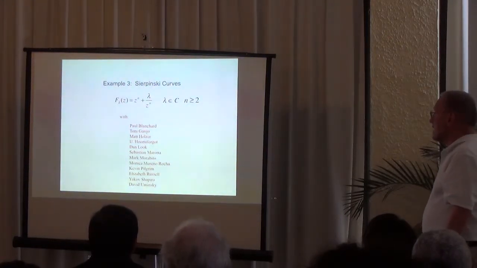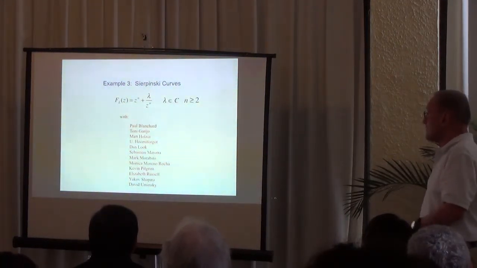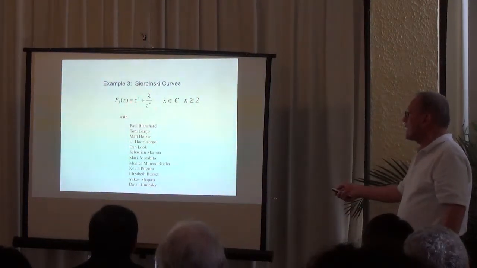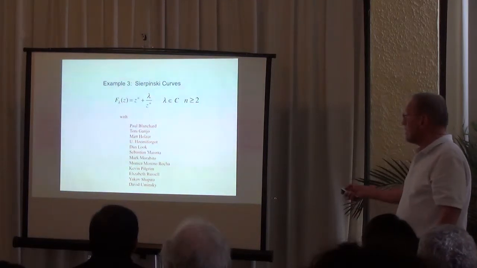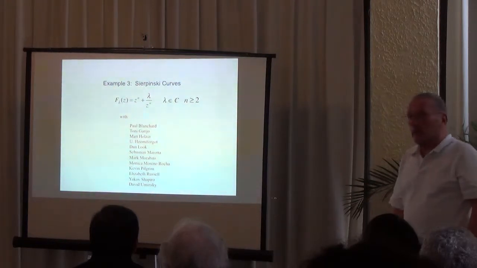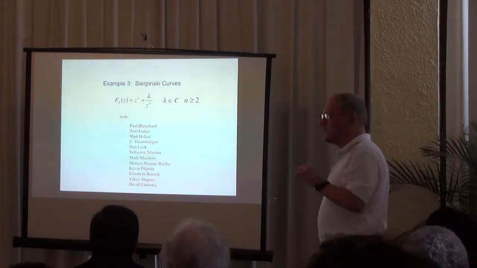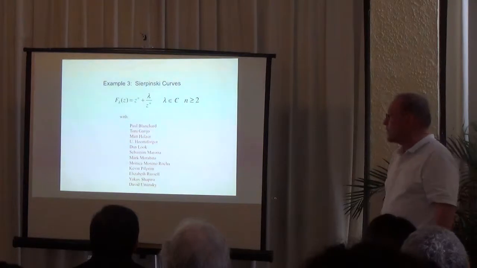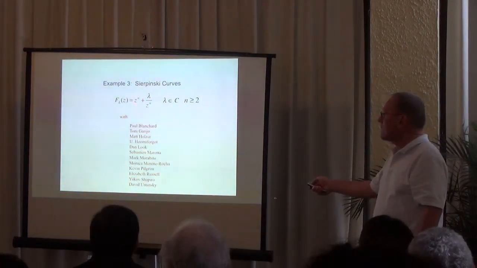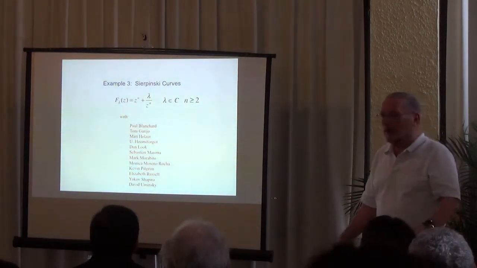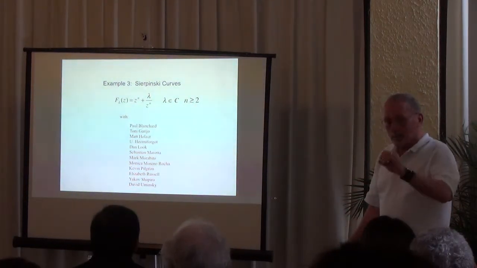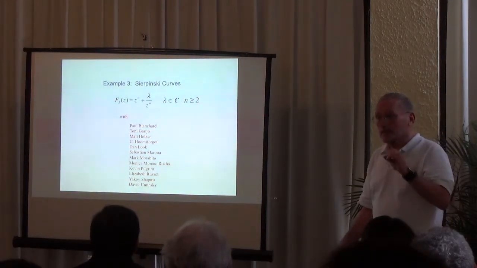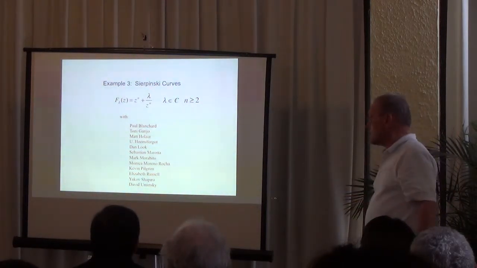Okay, one last example, Sierpinski curves. Now I'm going to move to a family of rational maps, z to the n plus lambda over z to the n, where n is greater than 2, and lambda here is a parameter. We study these families because we think of this as a singular perturbation of z to the n. We know what happens to z to the n, very easy. But now, with lambda small and non-zero, you've got a singular perturbation of z to the n. Suddenly, the Julia sets change.